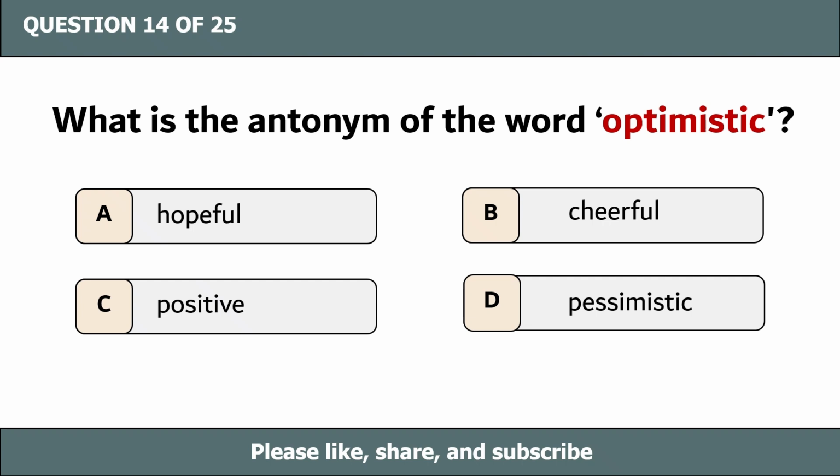Question 14. What is the antonym of the word optimistic? The correct option is D. Pessimistic.